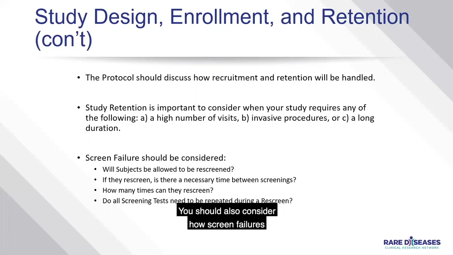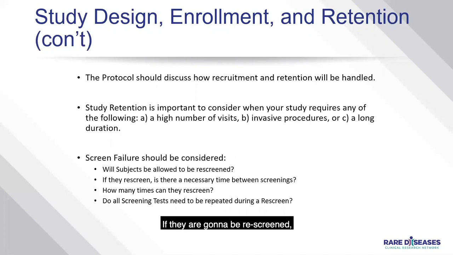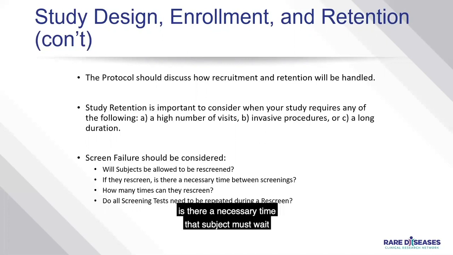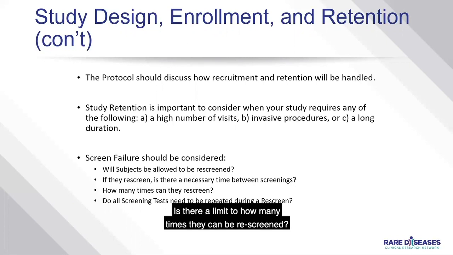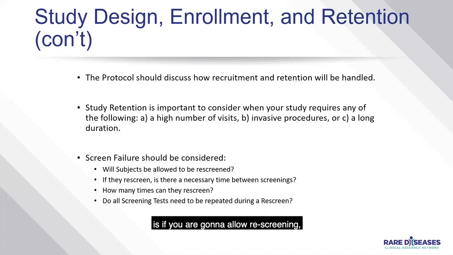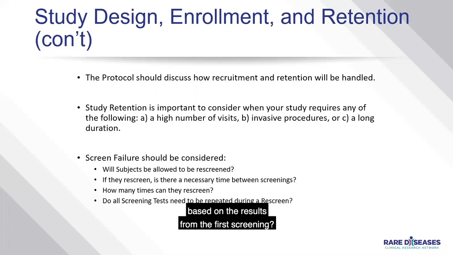You should also consider how screen failures will be handled. Will your protocol allow them to be rescreened? If they are going to be rescreened, is there a necessary time that the subject must wait between their first screen fail and the time in which they are attempting the screening again? Is there a limit to how many times they can be rescreened? And then one of the things to always consider just from a cost perspective is if you are going to allow rescreening, does that subject need to repeat all the screening tests again, or are they able to only do a small subset based on the results from the first screening?